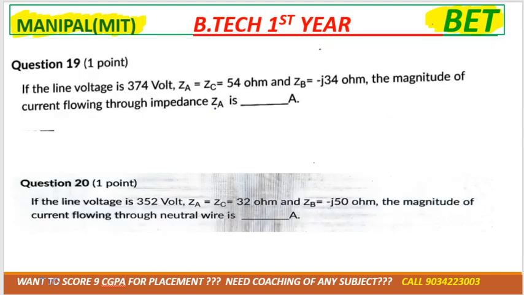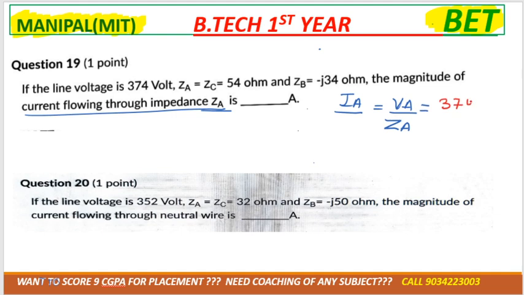In the next part they are asking for the current through impedance ZA, right? So again we use the formula IA equals VA by ZA. The voltage is how much? 374 by root 3, correct? Because we need to take the phase voltage, since they have given you the line voltage. The angle is 0 degree because it's A divided by ZA, that is 54. Correct?